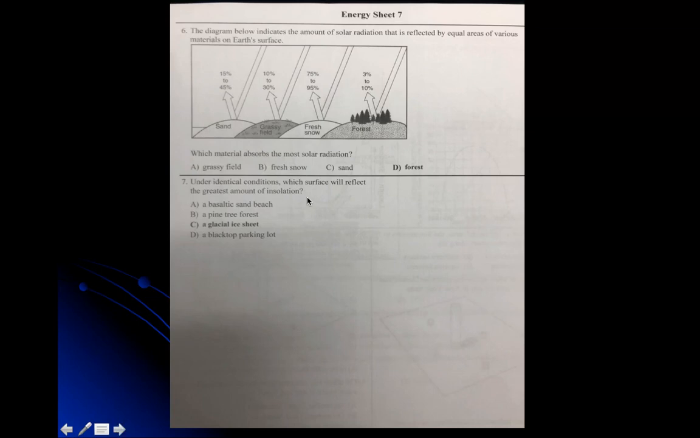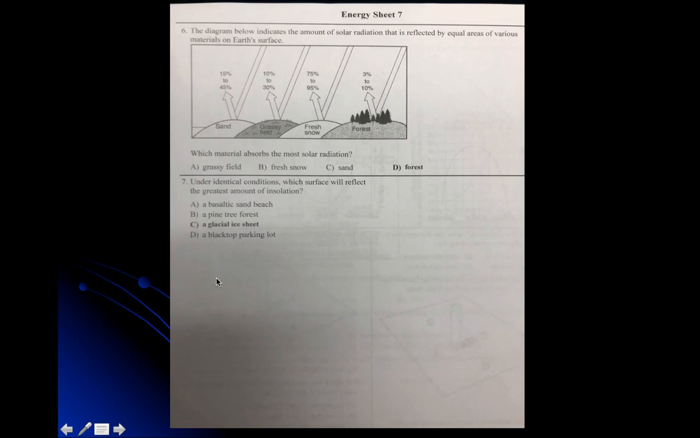Number six, the diagram below indicates the amount of solar radiation that is reflected by equal areas of various materials on Earth's surface. Which material absorbs the most solar radiation? So look, they show you the incoming rays, and then they get absorbed by the ground somewhat. And you can notice the forest and the grassy field, they are darker. It indicates on this diagram the amount reflected. So the less reflected, the more absorbed.